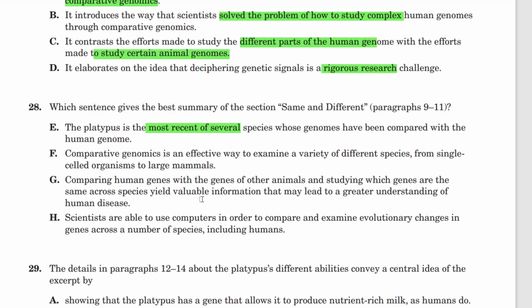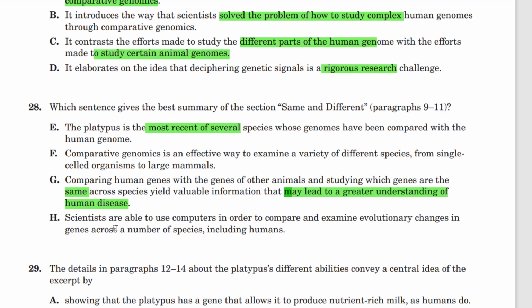Whoa, that is better. Now, my only concern here is comparing and studying which genes are the same. We also want to discuss or study which genes are different. And this one does indicate it may lead to a greater understanding for human disease. This is more accurate, but again, is it missing the part that they're studying the differences, not just the extent to which they're the same?